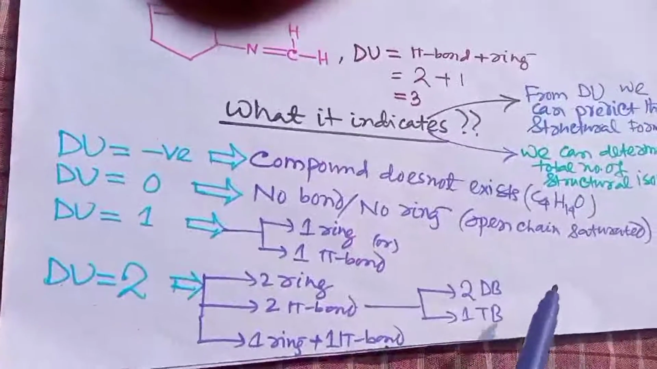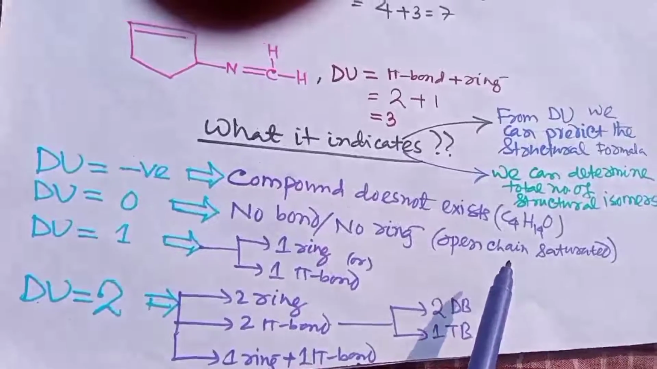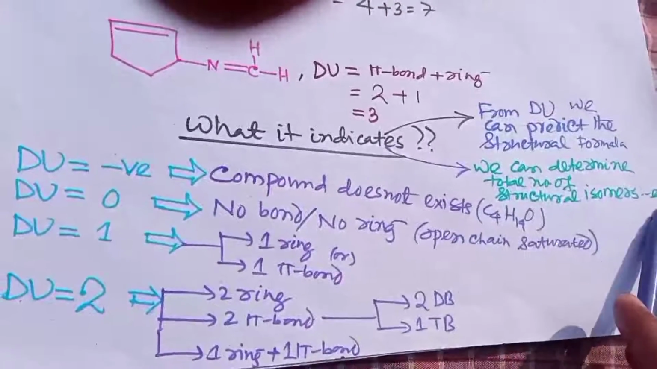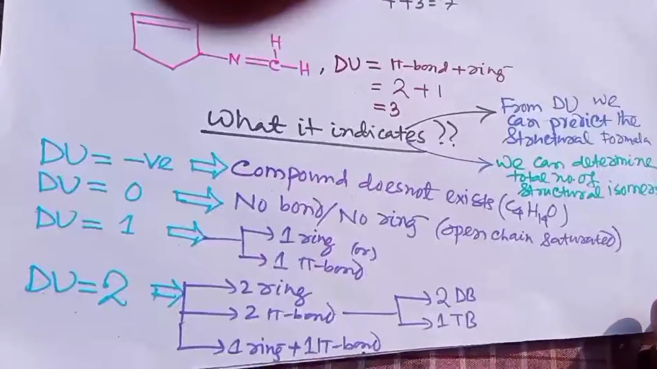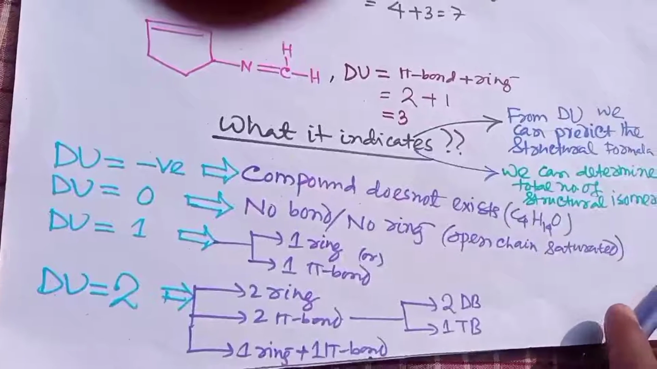So from the DU calculation we can predict the structural formula of that compound, or we can also predict the number of structural isomers, etc. So this is very important. So we should understand it very carefully.